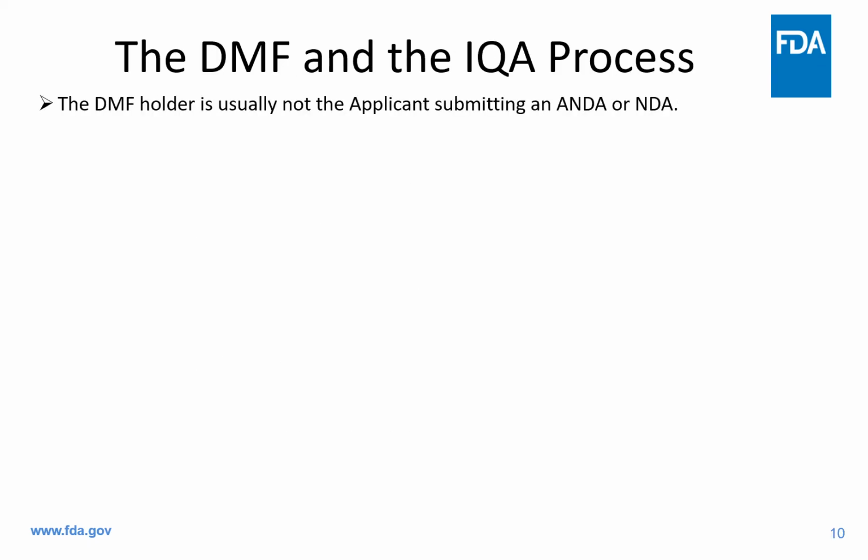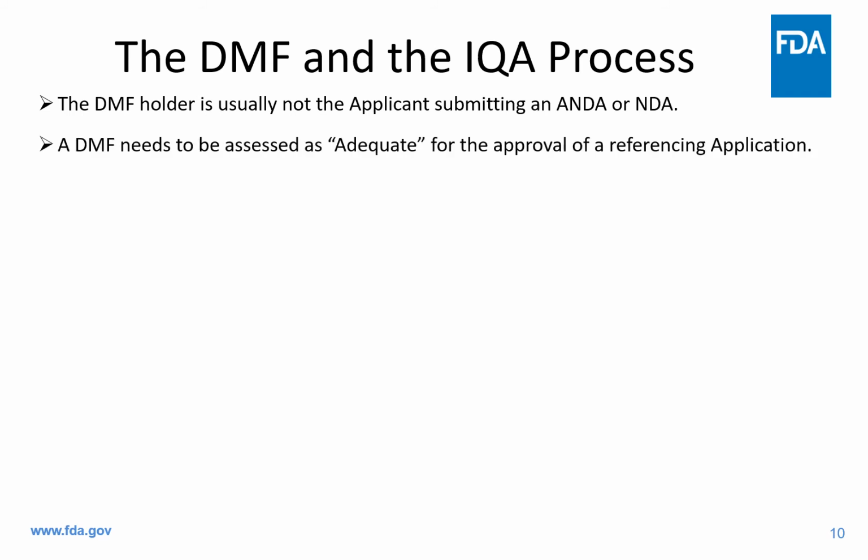Now, as far as the DMF and the IQA process, the DMF holder is almost never the applicant submitting the ANDA. So these are two separate entities. The relationship between them is a business relationship. The ANDA applicant can only share certain information with the DMF holder. The DMF holder can only share certain information with the ANDA holder. And so for a drug to be approved, the DMF must be assessed as adequate. So we cannot approve a drug unless the DMF that is part of that application is adequate.